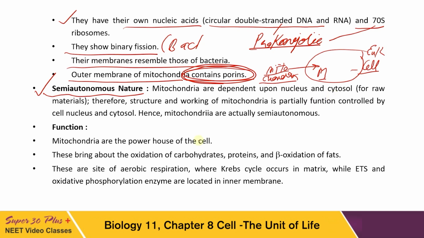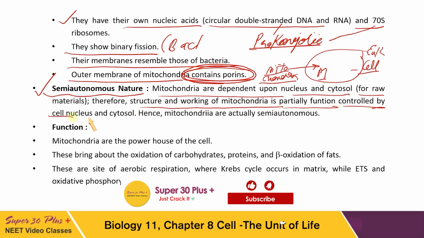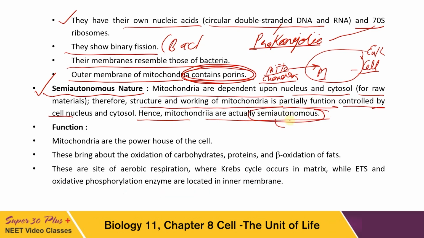And this mitochondria, as it is having its own DNA, its own RNA, its own enzyme, its own ribosome, therefore this mitochondria can prepare some of the protein. Mitochondria are dependent upon nucleus and cytosol for raw material. Therefore, the structure and working of the mitochondria is partially controlled by the nucleus, but the mitochondria can make some of the proteins. Therefore it is known as semi-autonomous. It's not autonomous. It depends on cytoplasm and nucleus for many of the raw materials, but it can make its own protein. That's why it is known as semi-autonomous.